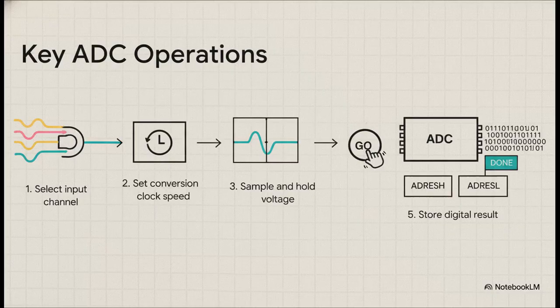So this conversion process isn't just one magic step. It's actually a sequence of operations that you control. First, you have to tell it which analog channel to read, since one ADC can often listen to multiple pins. Then, you set the speed of the conversion. A special sample and hold circuit then freezes the input voltage for a split second to make sure you get a stable reading. Then you kick off the conversion by setting a go bit. When the hardware is finished, that bit gets cleared, signaling that it's done. Finally, that brand new digital number gets stored in a couple of special registers, in this case ADRESH and ADRESL, and it's ready for your code to grab it.